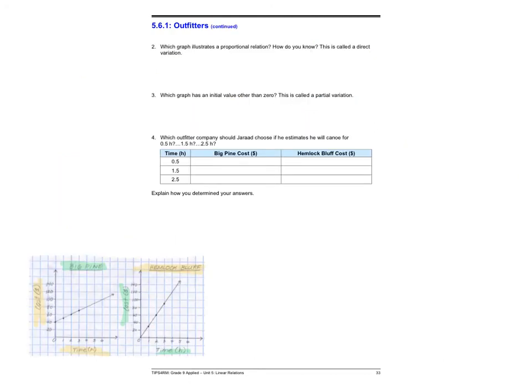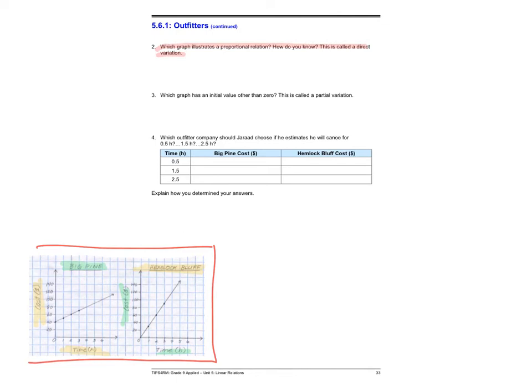So for the video, I have copied the graphs that we were working on the first page for our work here on the second page. This is because we need to look at these graphs in order to answer questions 2 and 3. So question 2 asks us, which graph illustrates a proportional relation? How do you know? This is called a direct variation.